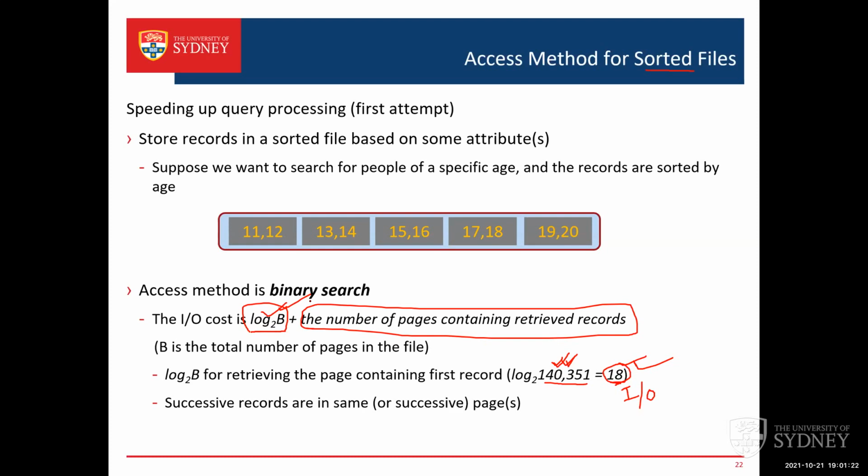Someone is asking 140351, starting from 0 or starting from 1, does it matter? So this is the total number of pages I have. If I'm starting from 0, then the last page number will be 140350. If I'm starting from 1, the last page number will be 140351. Right? So that has no effect.